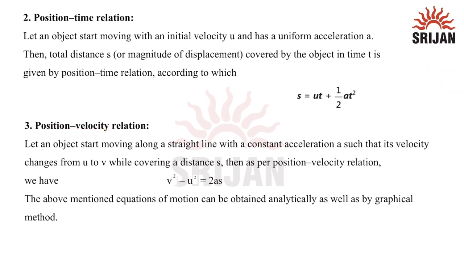Third is the position velocity relation. Let an object start moving along a straight line with a constant acceleration a such that its velocity changes from u to v while covering a distance s. So the relation would be v square minus u square equals 2as. The above mentioned equations of motion can be obtained analytically as well as by graphical method.